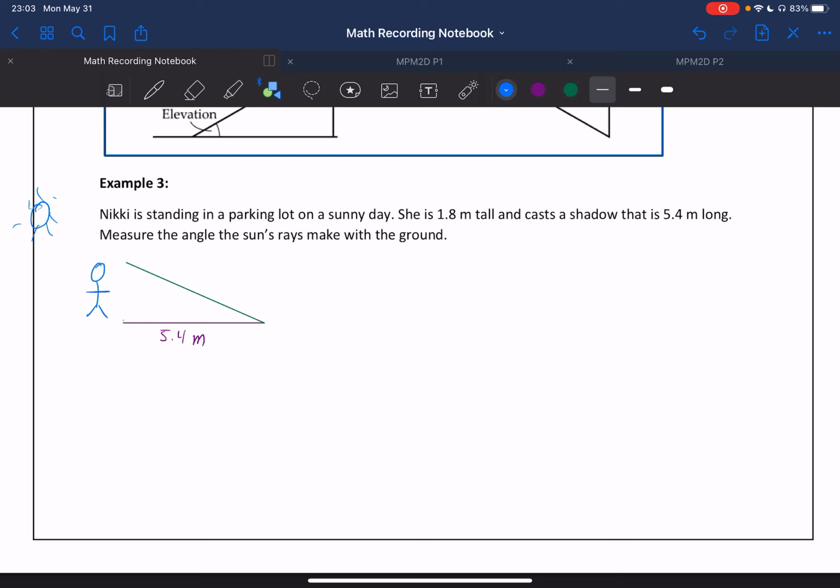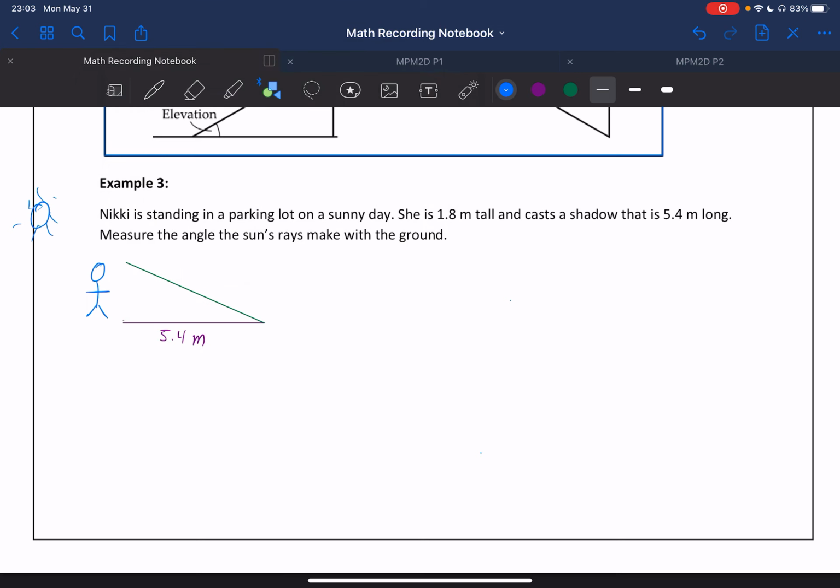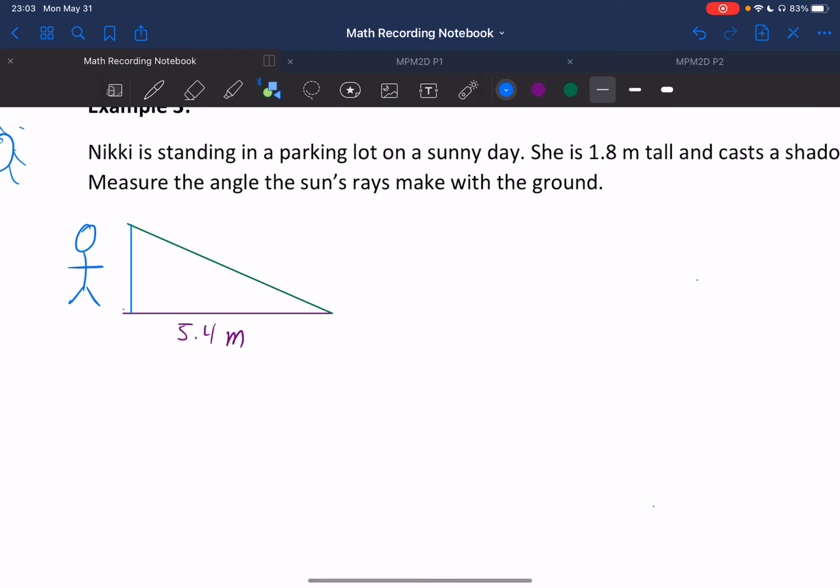And then here's her height right here. Oops, that was not exactly a 90-degree angle. Still not. Hold on one second, guys. See if I can get this. We don't want to snap to the other shapes. Let's see here. There we go. And that height there is 1.8.